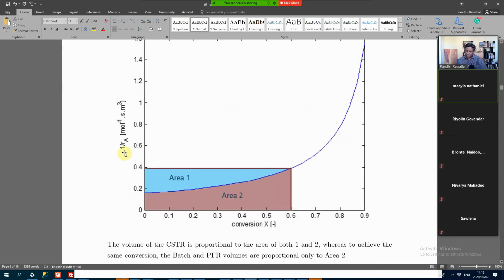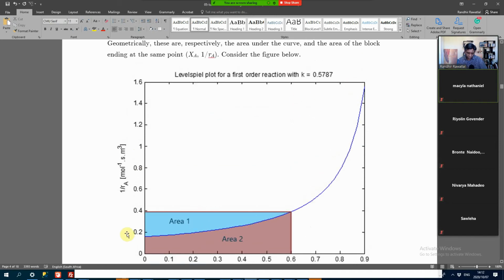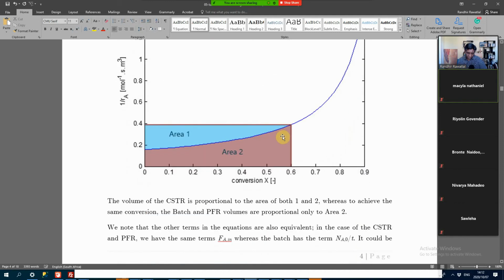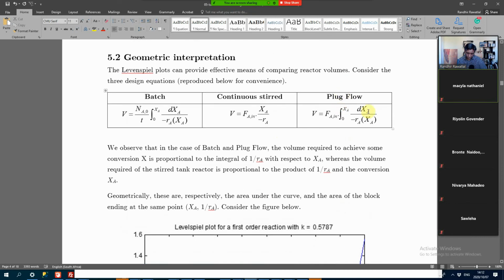And in our Levenspiel plot, we are plotting 1 over Ra. So we've got our curve 1 over Ra. And so in this case, in the batch case, it's simply the area underneath that. So that area, that's your batch case there. And similarly for your PFR, it's the area under that curve.